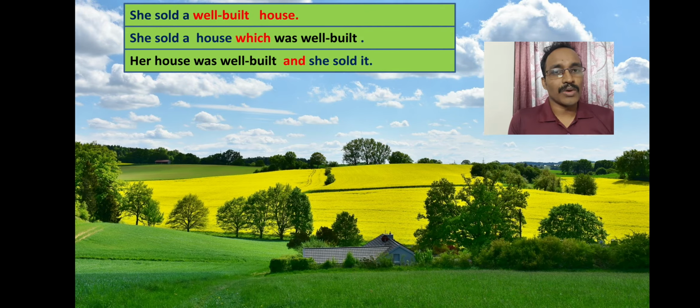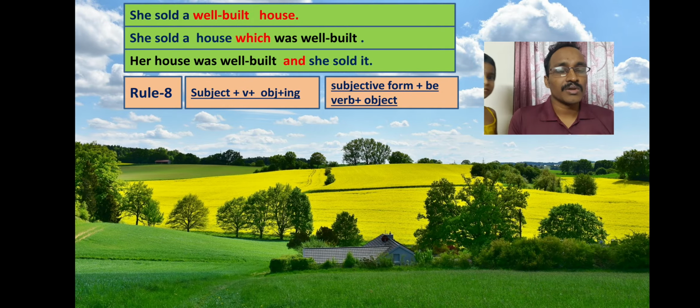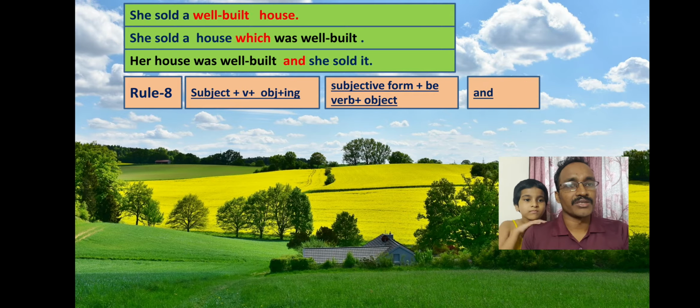And how to make it compound? Her house was well built and she sold it. Now rule 8. In some cases we will find subject plus verb plus object plus ing form with the verb. What should we do in that case? We will use the subjective form be verb plus object, and to make it compound we will use and.